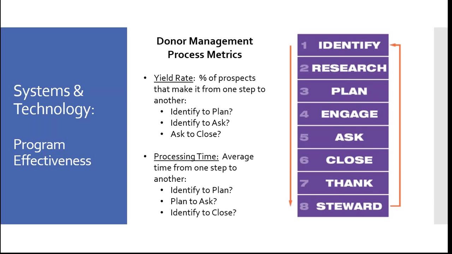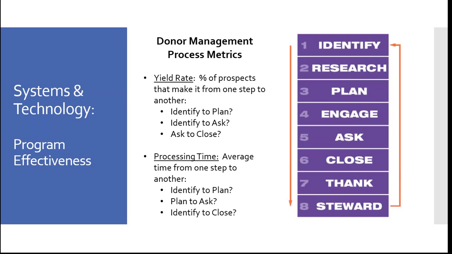You may identify 500 prospects in a month, but actually only end up making an ask to 50 of them. And that might tell you something about how well you're identifying people, how well your pipeline management is. It could be telling you things about how effective your research processes are.